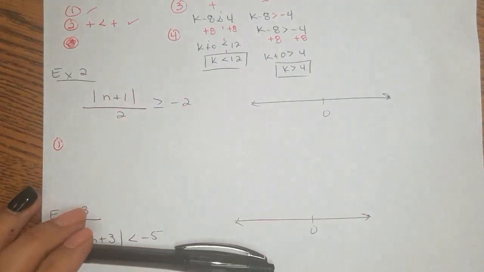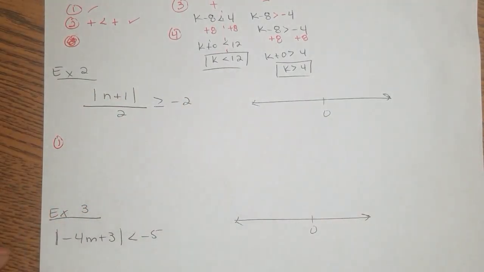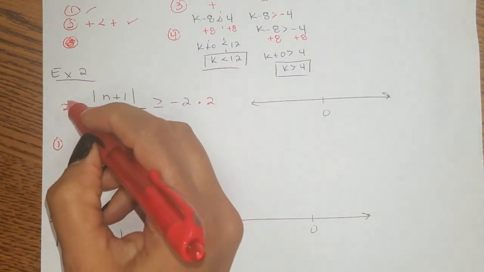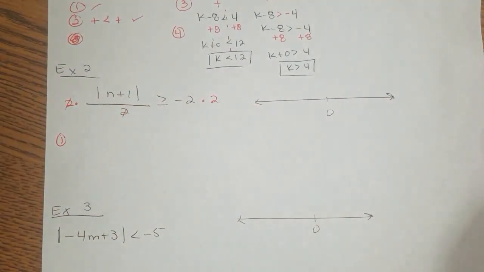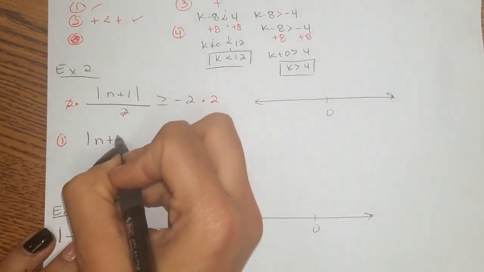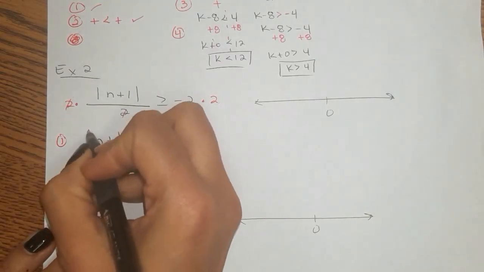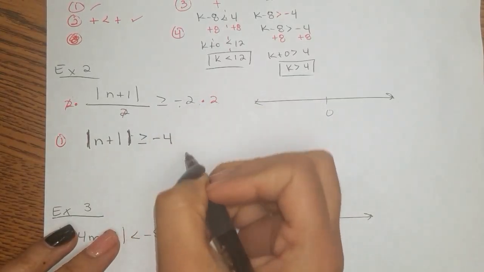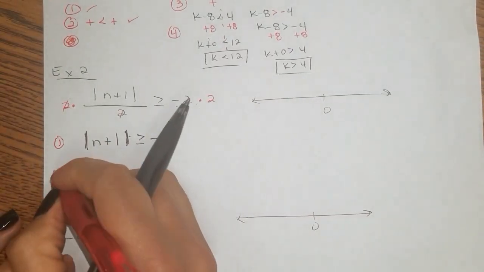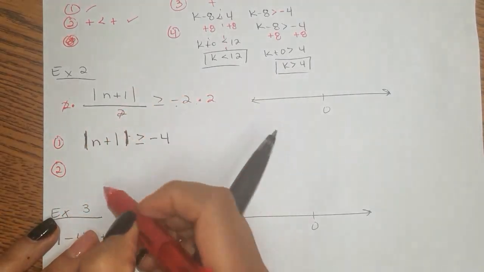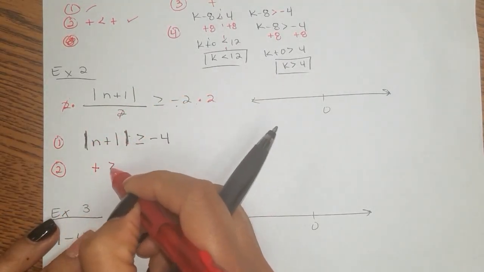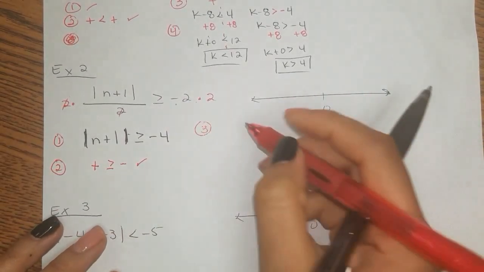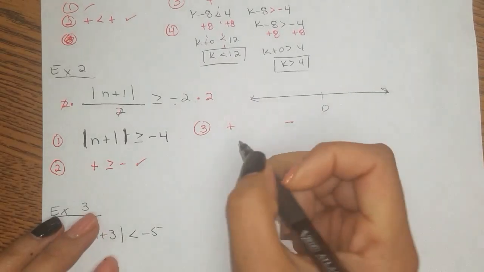Okay. Next example, step 1 is to solve for the absolute value part. Okay, so this is a fraction. In order to get rid of that fraction, we're going to multiply both sides by 2 here. Here, 2 divided by 2 is 1, so that we're left with the absolute value of n plus 1 is greater than or equal to negative 2 times 2, which is negative 4.